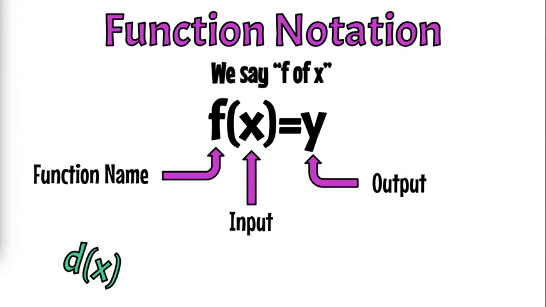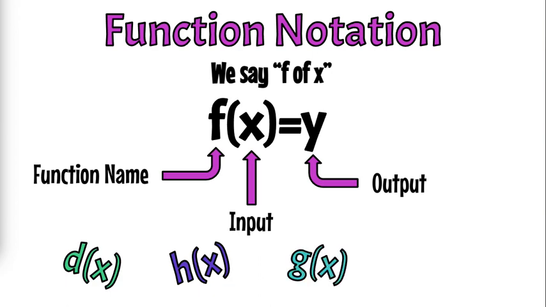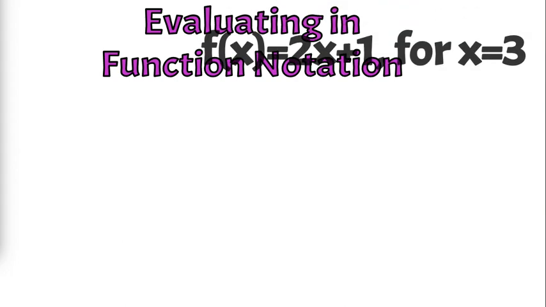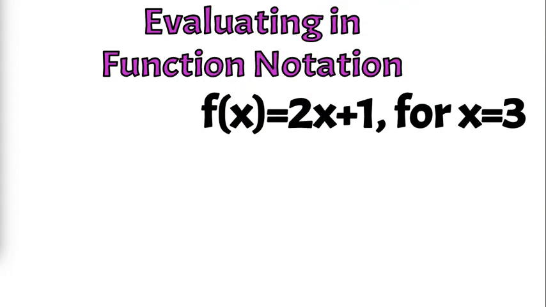We can call functions by many different names, such as d of x, h of x, g of x, k of x. F is the most common. Functions are helpful to be named so that we can evaluate using function notation. This is helpful because if we want to evaluate a given function for many different values, which we will do in a moment, it allows us to see which value we're evaluating for.